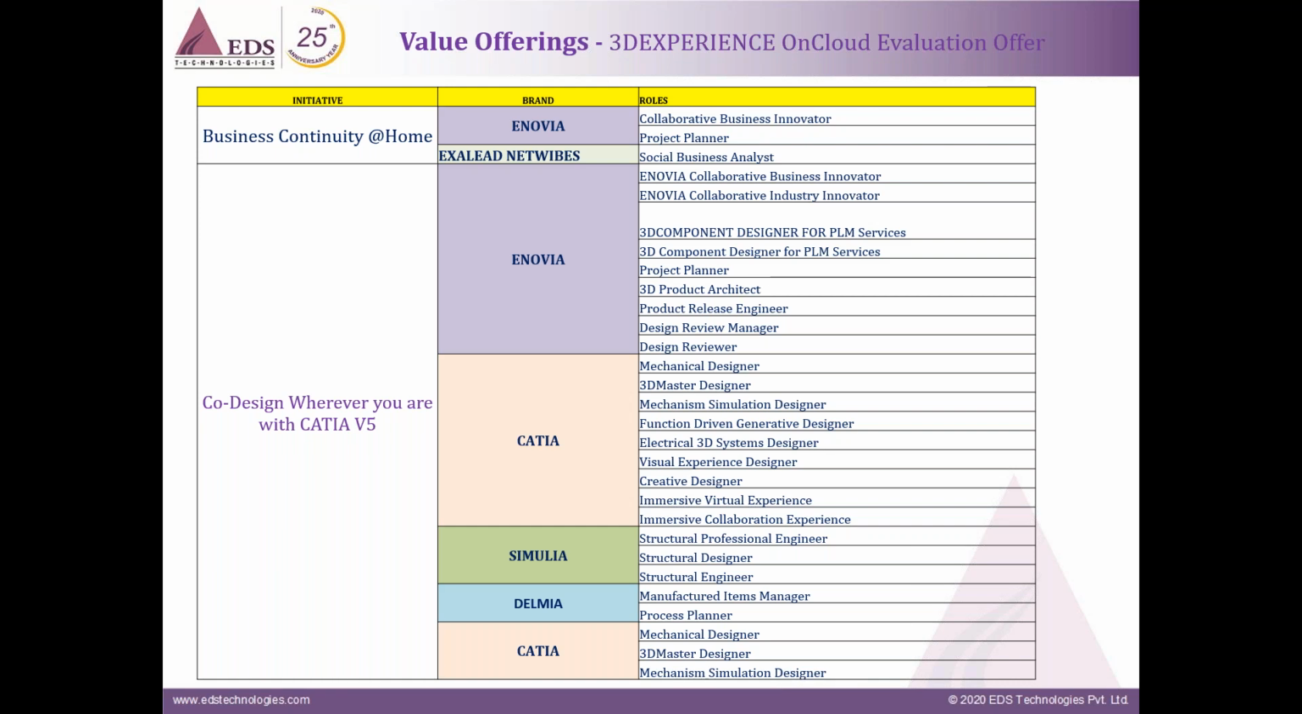So typically we are selling roles belonging to multiple brands. It could be CATIA or Simulia or Delmia, but whatever we are selling is a role. Each role consists of a package. Suppose you take mechanical designer, it consists of part design, assembly design, drafting, surfacing, and all the base functionalities of that role.